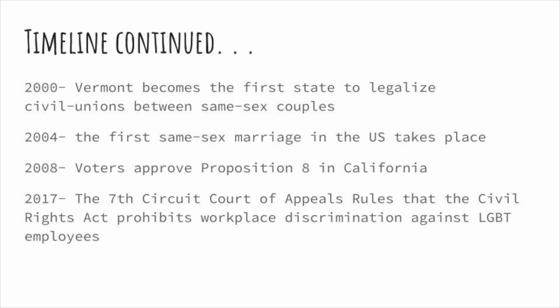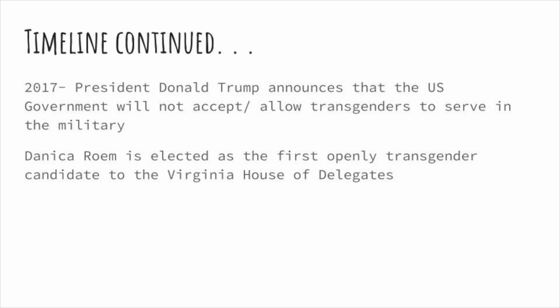And moving up to 2017 now, the Seventh Circuit of Court of Appeals rules that the Civil Rights Act prohibits workplace discrimination against LGBTQ employees. Also, this year, the President Donald Trump announces that the U.S. government will not accept and allow transgenders to serve in the military. And also, Danica Roem is elected as the first openly transgender candidate to the Virginia House of Delegates, creating history. And also, she is a Bonaventure graduate, which makes history for St. Bonaventure as well.